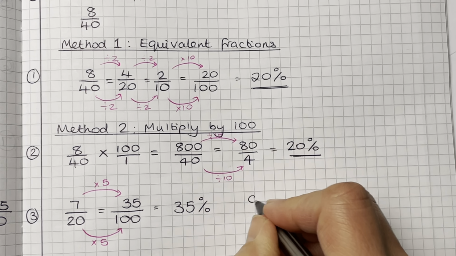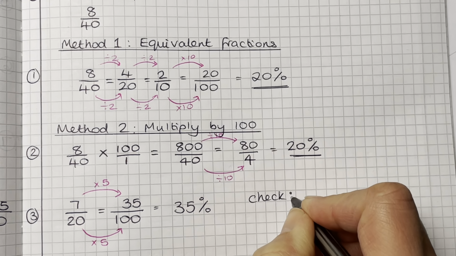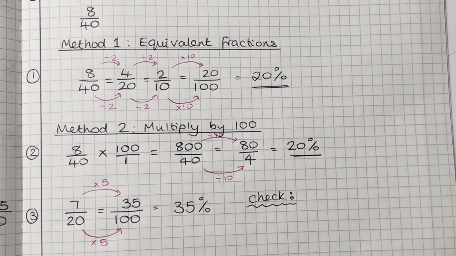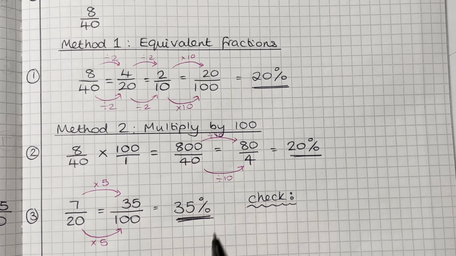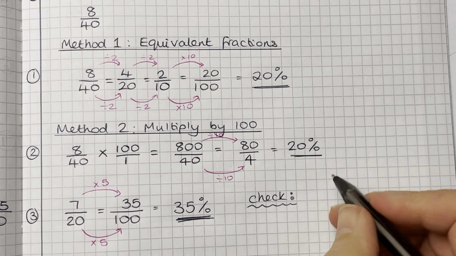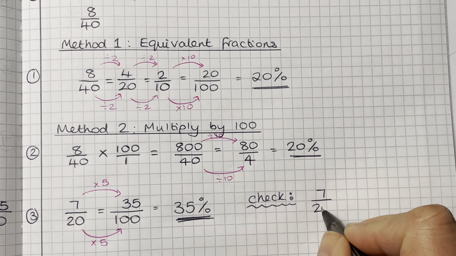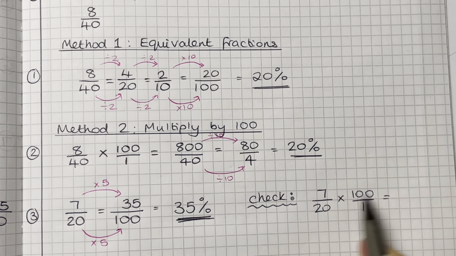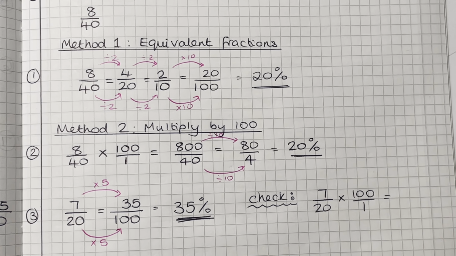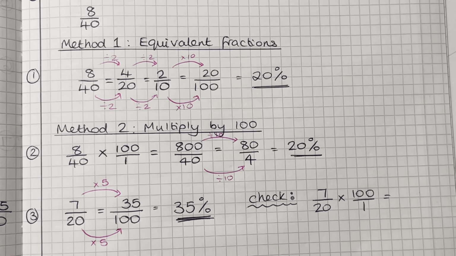It's always great if you've got 2 methods, because you can use the second method to check the answer that you got using your first method. So now let's try method 2, multiplying by 100. 7 over 20 multiplied by 100 over 1. That gives me 700 over 20.